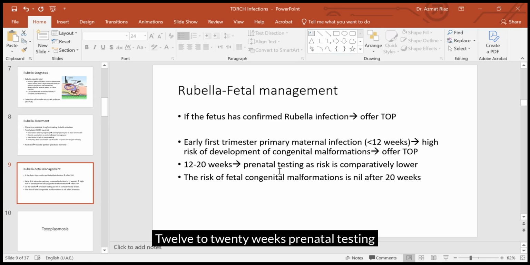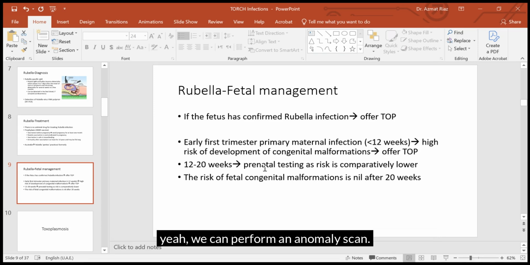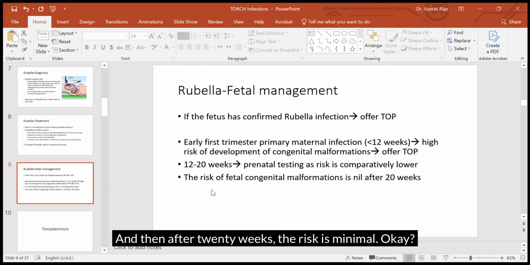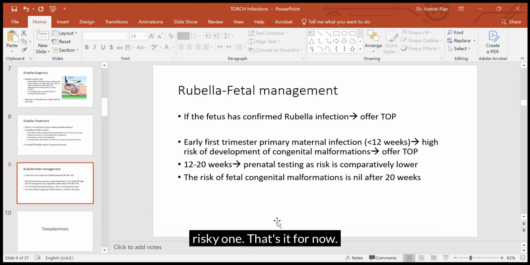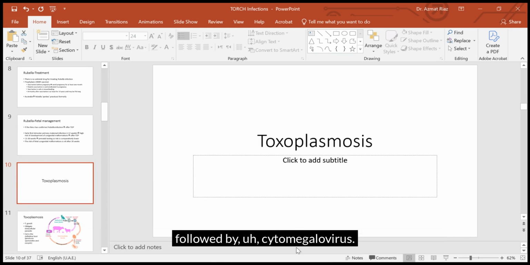At 12 to 20 weeks, the risk is comparatively lower. We can perform an anomaly scan, and we can even perform a cordocentesis if facilities are available and the parents allow, and then decide. After 20 weeks, the risk is minimal. So it's the early first trimester which is the most risky one. That's it for now, and in the next part of the lecture we will do toxoplasmosis.